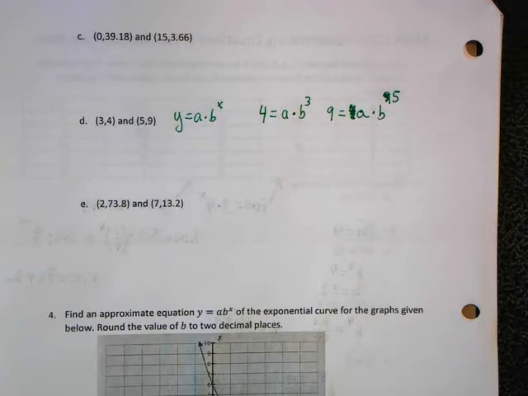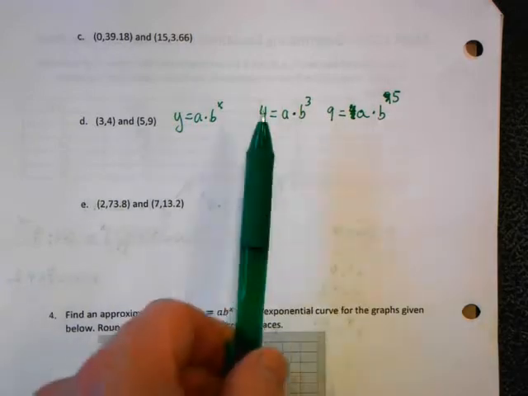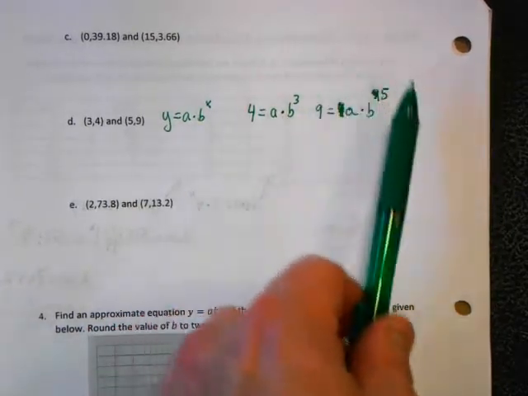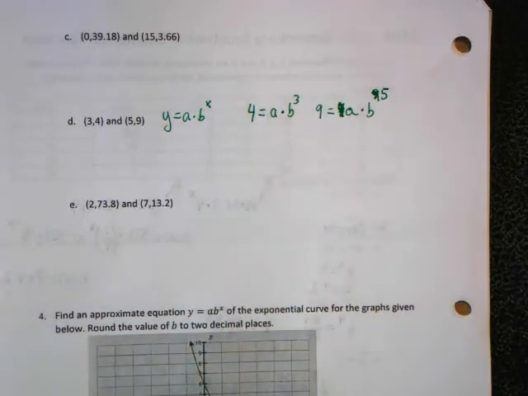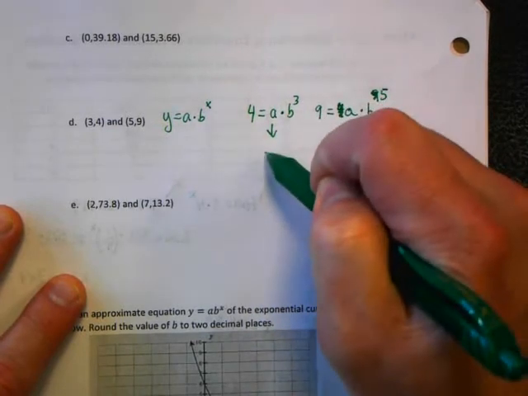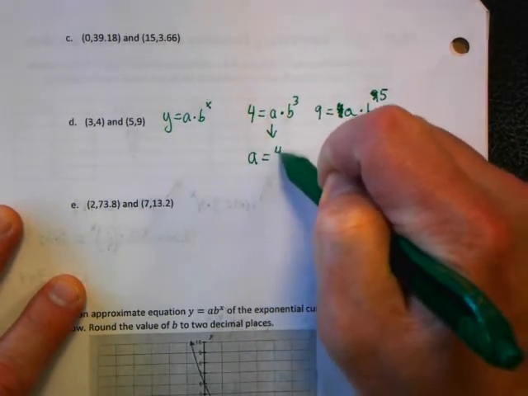Well, we have kind of a weird thing. We have a system of equations. It's kind of a weird system. We have one equation with two variables, and then we have a second equation with two variables. We need to solve. How can we solve that system that has two equations with two variables? Now I'm going to take this first equation and I'm going to write it as a equals 4 over b cubed.